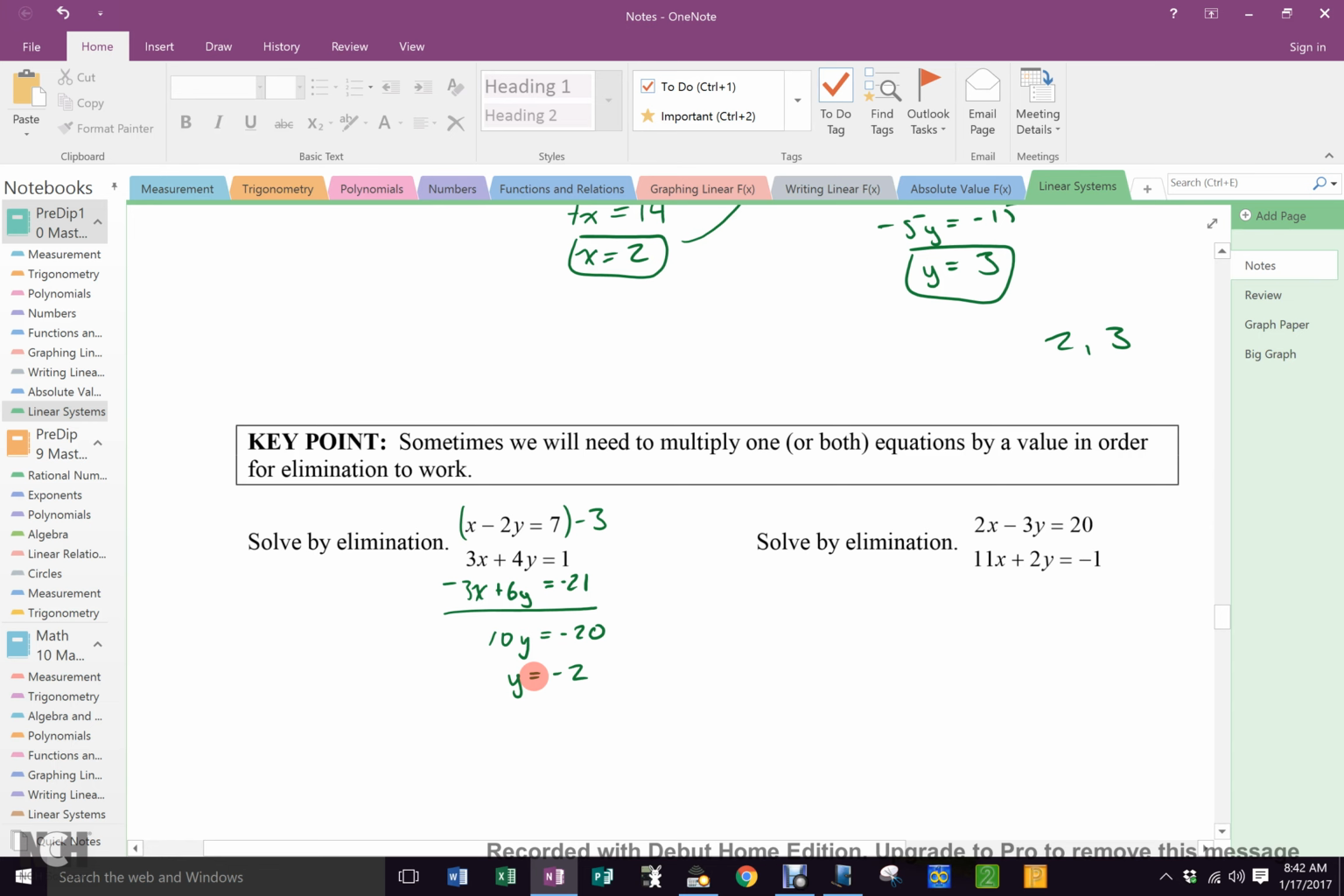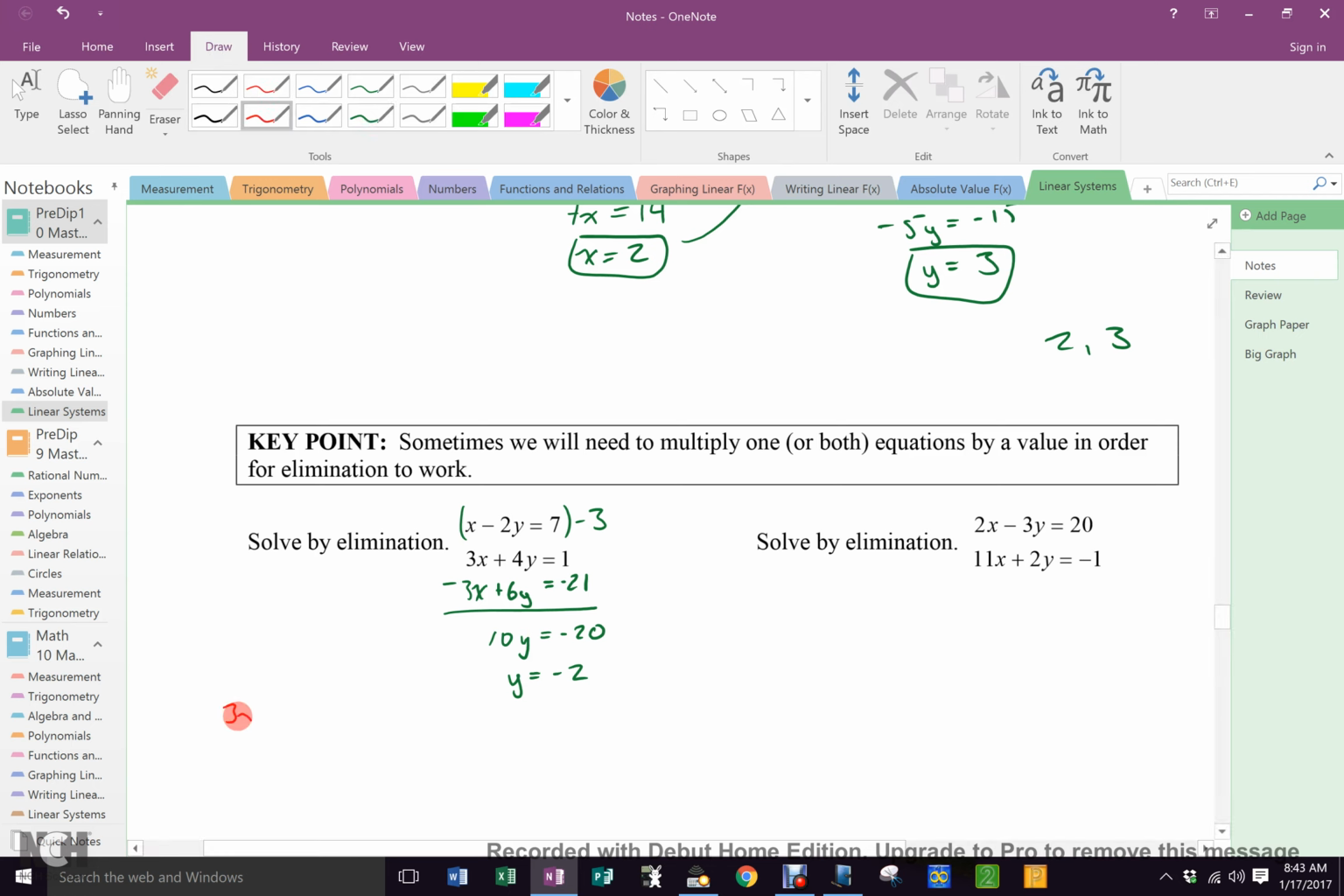Where can that y go now? Anywhere you want. It doesn't matter which equation you put it in. So 3x plus 4 times negative 2 equals 1. 3x minus 8 equals 1. 3x equals 9. X equals 3. What's my solution? 3, negative 2.